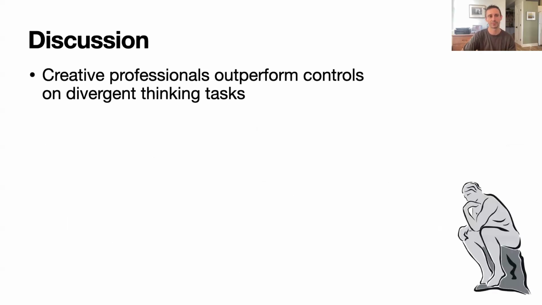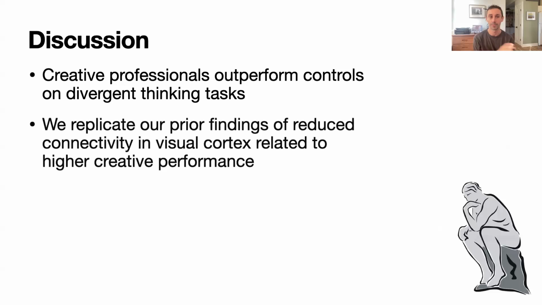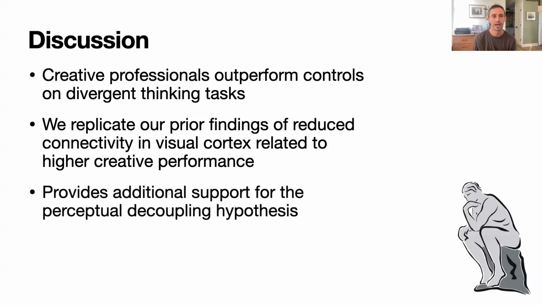So just to briefly summarize, creative professionals outperform controls on a divergent thinking task. We replicate our findings of reduced connectivity in visual cortex related to higher creative performance or just belonging to the creative group. And this provides some additional support for our perceptual decoupling hypothesis. I still am hesitant to say that this is definitely what's going on here, but it is consistent with some other literature about mind wandering and at least provides some suggestive evidence that during resting state, people are maybe disengaging from their immediate environment.